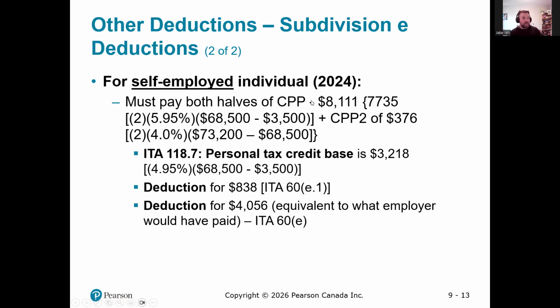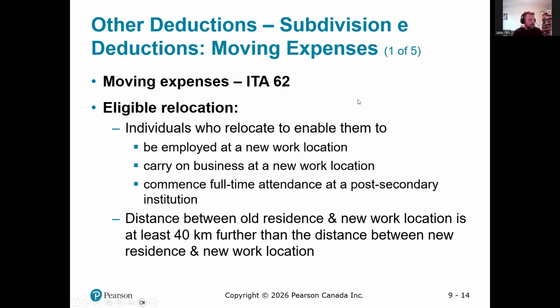So a self-employed individual could pay up to just over $8,000. So that first amount they pay that an employee would pay is a personal tax credit base. The second part is a deduction under Income Tax Act 60 (e.1). And then the rest of it, the employer portion, gets to be deducted from income in the same way that any employer would be deducting it from their business income. So you'll be able to deduct the full employer portion as part of Income Tax Act 60, Subdivision E.